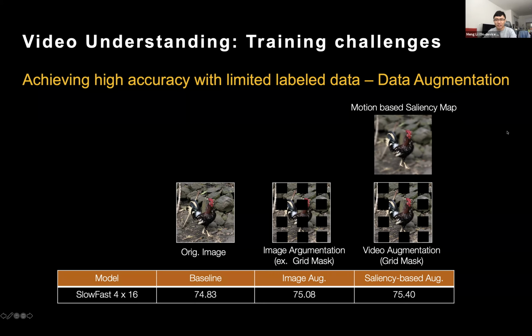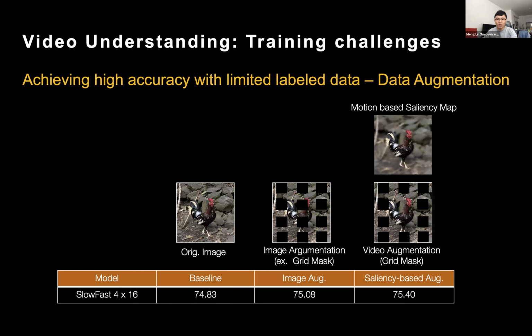However, one thing we noticed is that previous data augmentation, for example the grid mask shown here, usually just applies augmentation to the full image. And sometimes this can destroy the key characteristics of the original images. For example, here, the grid mask actually masks the chicken, right? And in this way, the augmented samples that you generate may have ambiguous labels. And this may hurt the network training, especially for small networks.